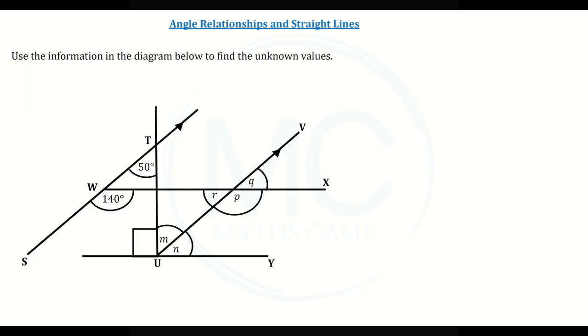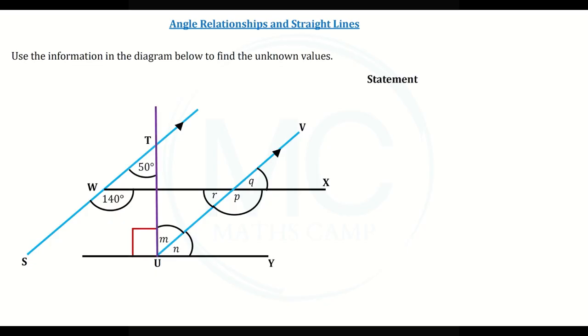Use the information in the diagram below to find the unknown values. Here, we need to find the values of M, N, P, Q, and R. The arrows on line ST and line UV show that these two lines are parallel. So let's highlight them in blue. To find angle relationships, you need to use parallel lines and a transversal line. So let's highlight the transversal line TU in purple.